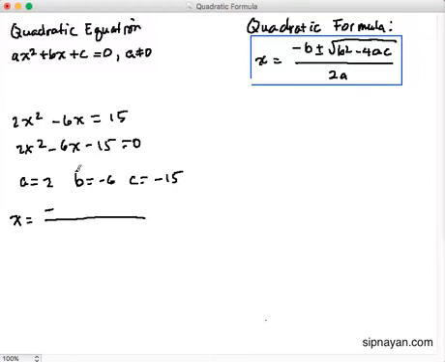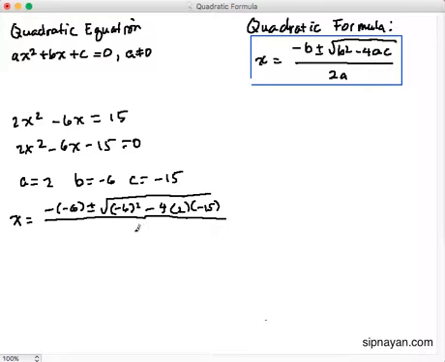negative b. So negative of this one, but b is negative 6. So that's negative of negative 6 plus minus square root of, what is b squared? So negative 6 squared minus 4ac. 4a is 2 and c is negative 15. All over 2a. So all over 2 times 2. Ang a natin ay 2.